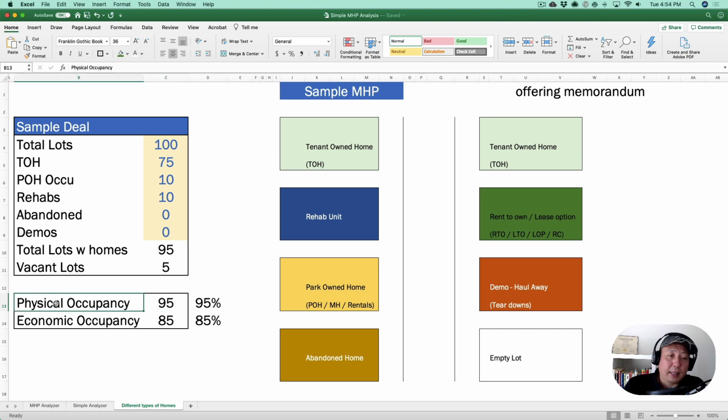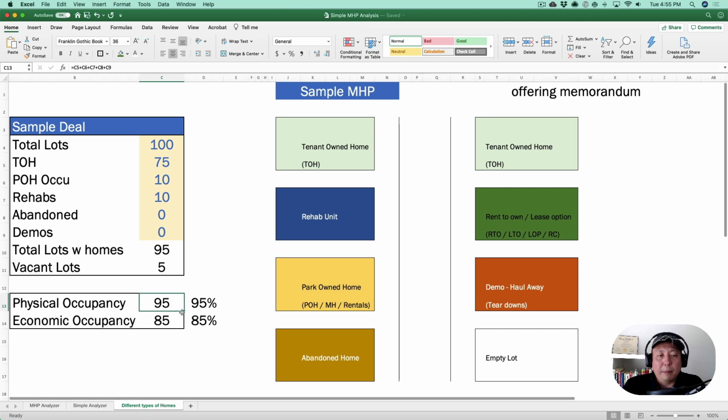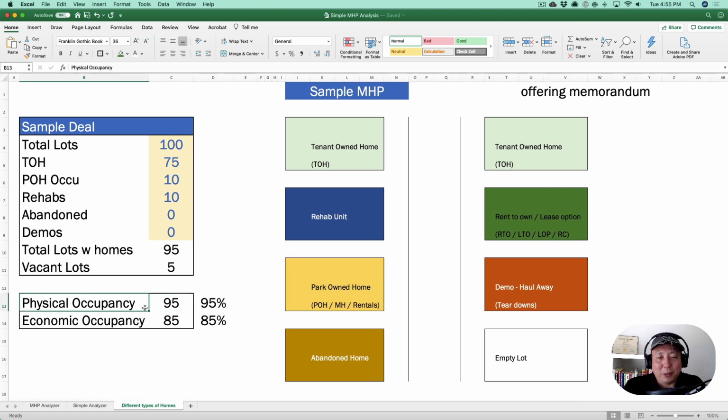And sometimes, I've actually had brokers who talk about physical occupancy in terms of having someone in the home but not paying rent. So for example, if you have employees working in your park that you're giving free rent to, they might include that in the physical occupancy. I'm just bringing this up so when you're talking with the brokers, everyone has different terminology. Just make sure if something's not clear or doesn't make sense, go ahead and ask questions.